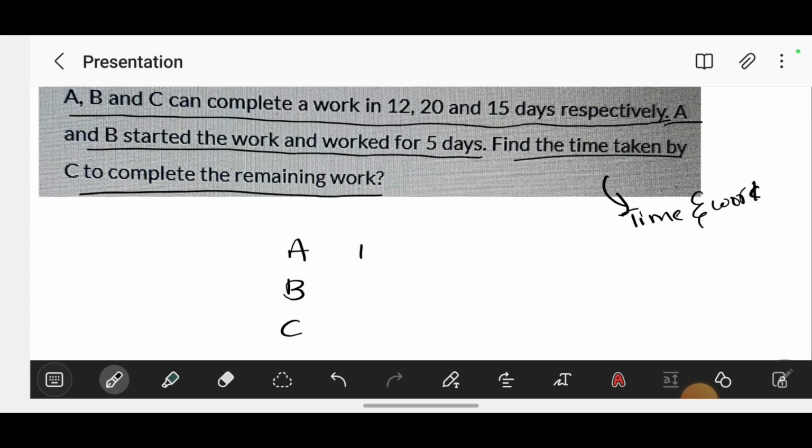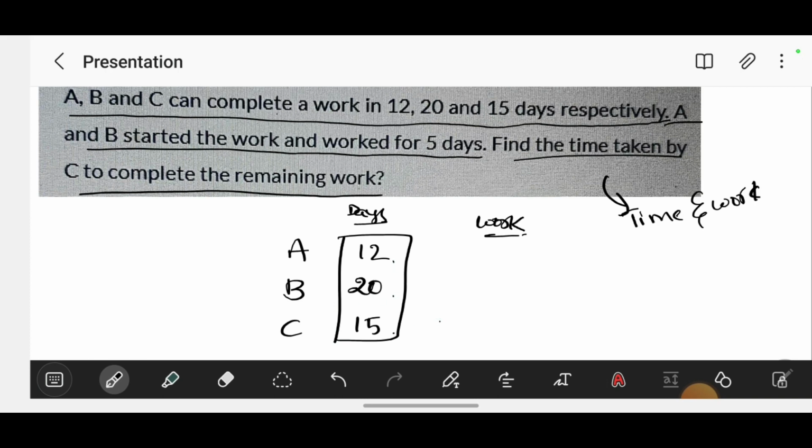A completed the work in 12 days, B in 20 days, and C in 15 days. These are days. Let's calculate the total work. For the total work, take the LCM of 12, 20 and 15, which is 60.